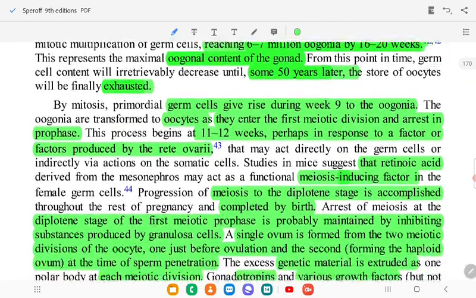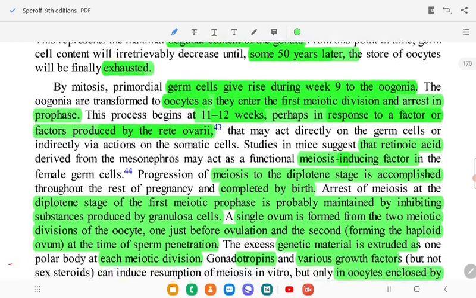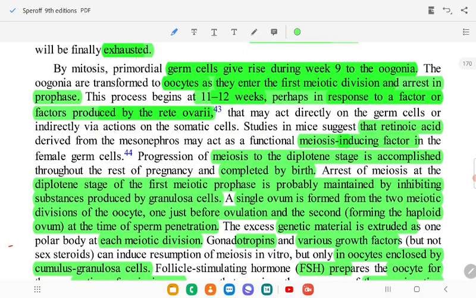By mitosis, the primordial germ cells give rise to oogonia during week 9. The oogonia transform into oocytes as they enter the first meiotic division and rest in the prophase. The process begins at 11 to 12 weeks, perhaps in response to factors produced by the ovary. These factors may act directly on the germ cells and indirectly by the action of the somatic cells. Studies in mice suggest that retinoic acid derived from the mesonephros may act as a functional meiosis-inducing factor in the female germ cell.